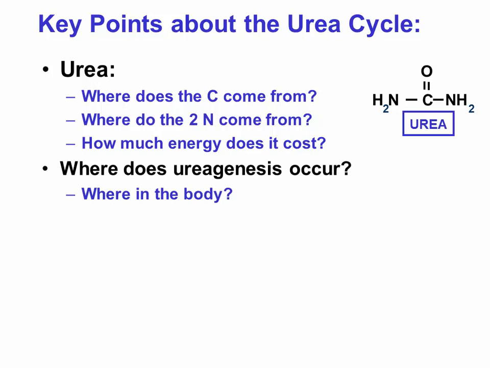Where does it happen? First of all, in the body. What kind of cell are we talking about? Periportal hepatocyte, so liver, but then specifically periportal hepatocytes. Where in the cell? First two steps, mitochondria, and then the rest in the cytosol.